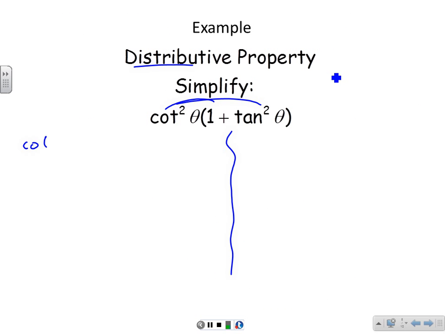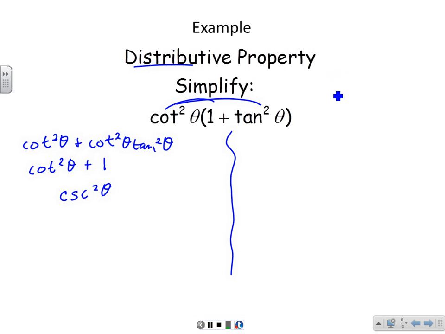So you would have cotangent square theta plus cotangent square theta tangent squared theta. Well, that's going to give us cotangent square theta plus, when you multiply reciprocals together, that's going to give you 1. And then we know, again, from Pythagoreans that cotangent square theta plus 1 is the same as cosecant square theta. And again, that's your Pythagoreans.